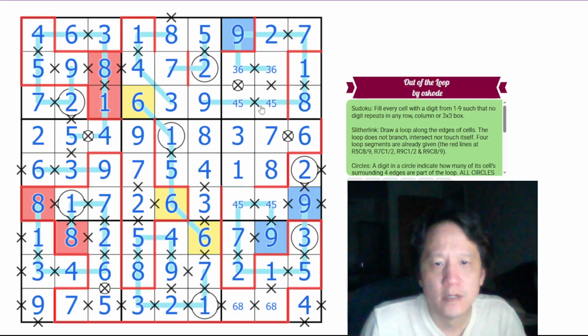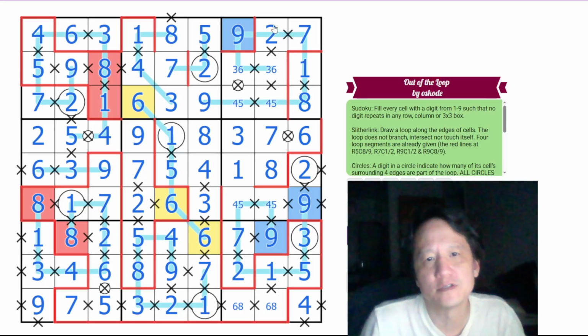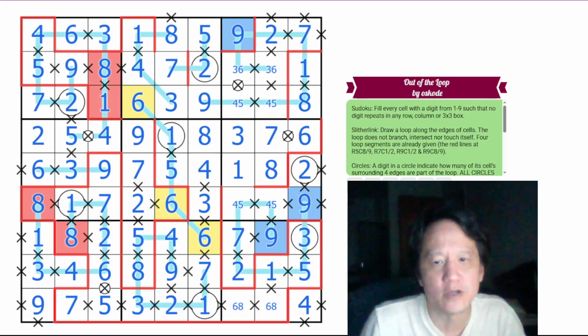This cannot connect because they would branch. And if this went this way, this would have 2 Slitherlinks around it. So that's not possible. So this cannot go this way. So it cannot connect all the way around here. So these are all not good. Therefore, this must go down. So this must go down that way, which means this has to go out that way.